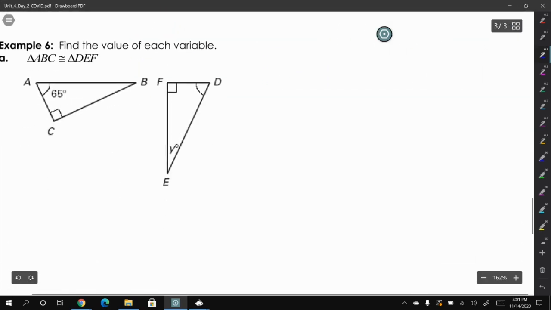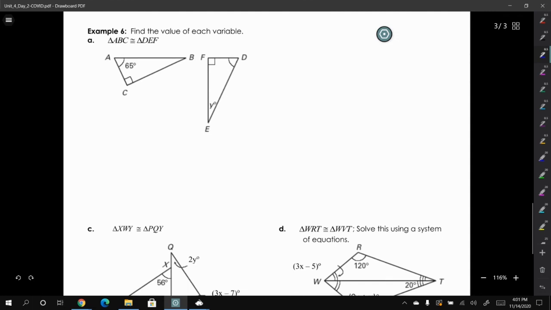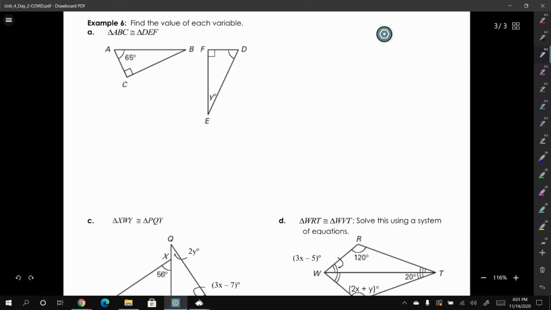So we're going to do more of that on this page. So what I want you to do is pause the video, try these on your own, and then when you're done, unpause it and see if we get the same answer.